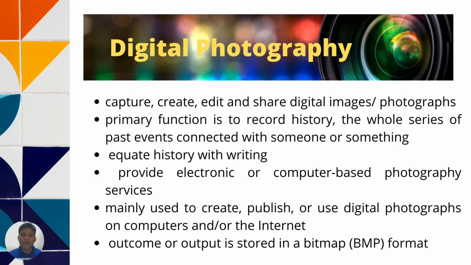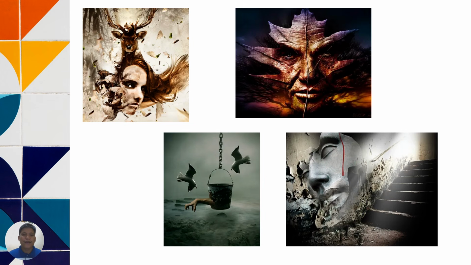Next is digital photography. It can capture, create, edit, and share digital images or photographs. Its primary function is to record history, the whole series of past events connected with someone or something. It can equate history with writing, provide electronic or computer-based photography services, mainly used to create, publish, or use digital photographs on computer and or the internet. The output is stored in a bitmap, or what we call BMP format. And here are the examples of digital photography.